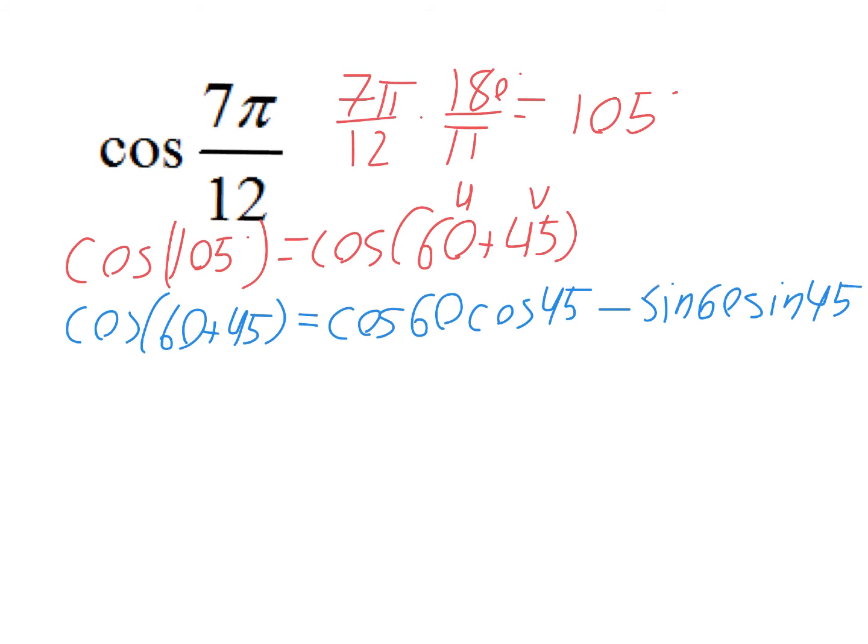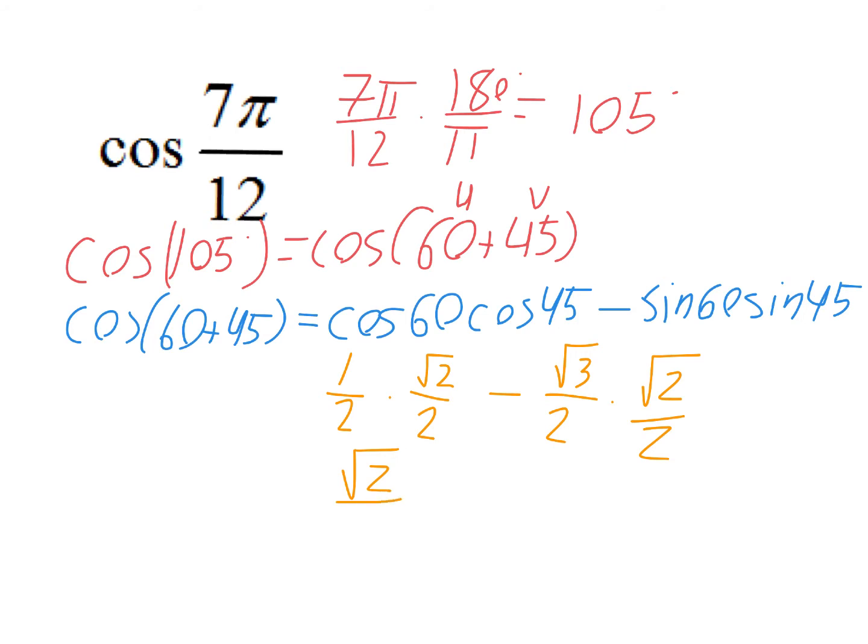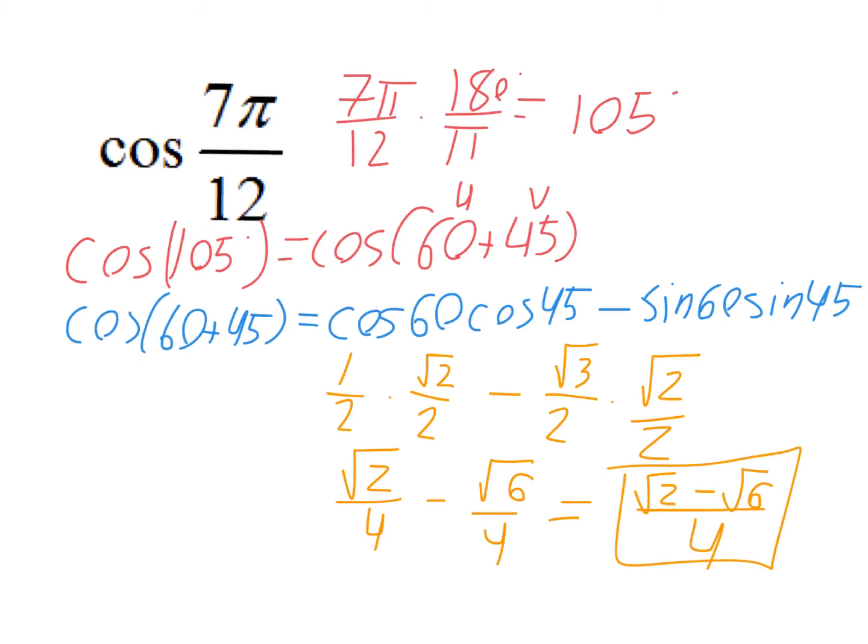Head over to the unit circle to find our corresponding values. The cosine of 60, 1/2. Cosine of 45, root 2 over 2, minus the sine of 60, root 3 over 2 times the sine of 45, root 2 over 2. Do our fractional math. We end up with root 2 over 4 minus root 6 over 4. They have the same denominator, so we can combine them to give us root 2 minus root 6 all over 4 for our final answer. Again, we'd leave it at that. We wouldn't push it any further.